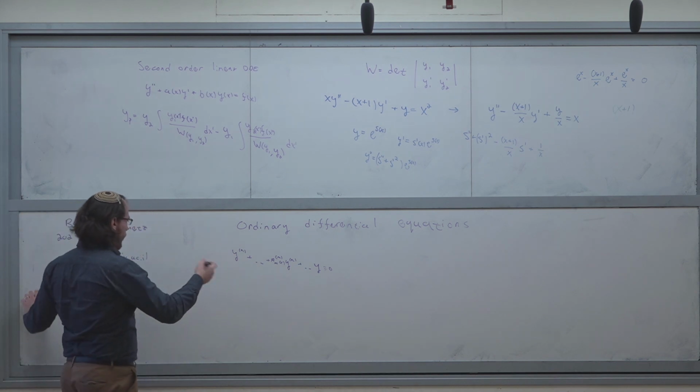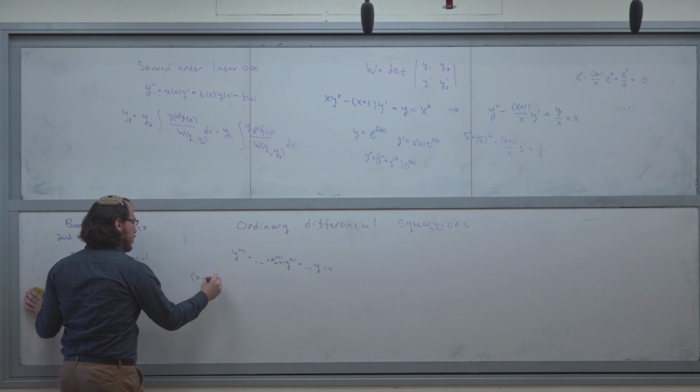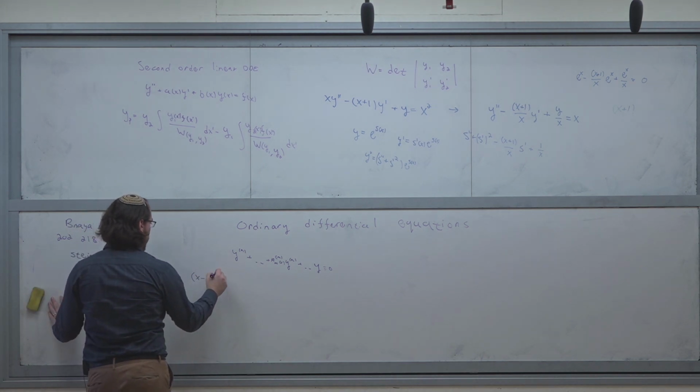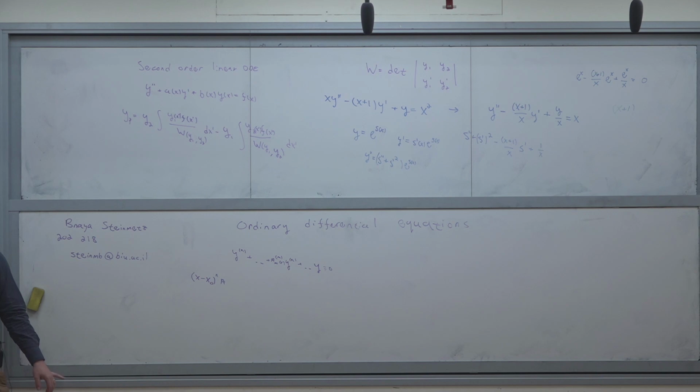So I will define it rigorously as x minus x0 to the power n times a. And now I should be careful about my indexes.